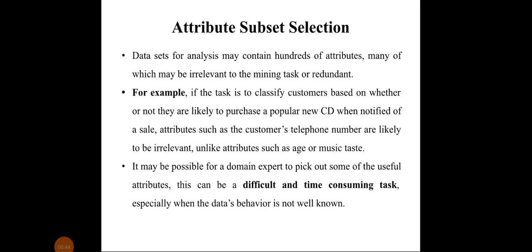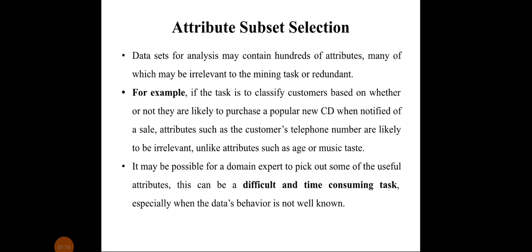Attribute subset selection is one of the data reduction techniques. Data sets for analysis may contain hundreds of attributes, many of which may be irrelevant to the mining task or redundant. For example, if the task is to classify customers based on whether or not they are likely to purchase a popular new CD when notified of a sale, attributes such as customer's telephone number are likely to be irrelevant, unlike attributes such as age or music taste.